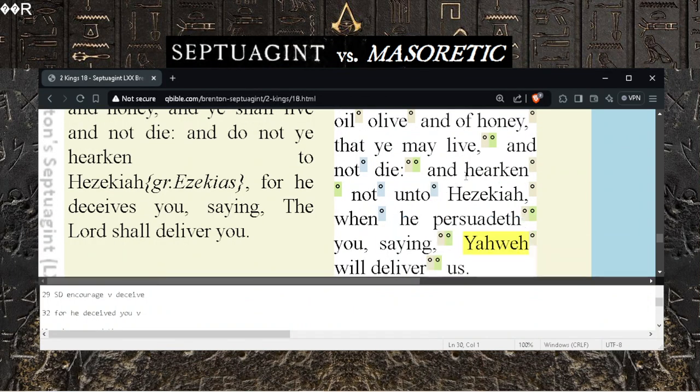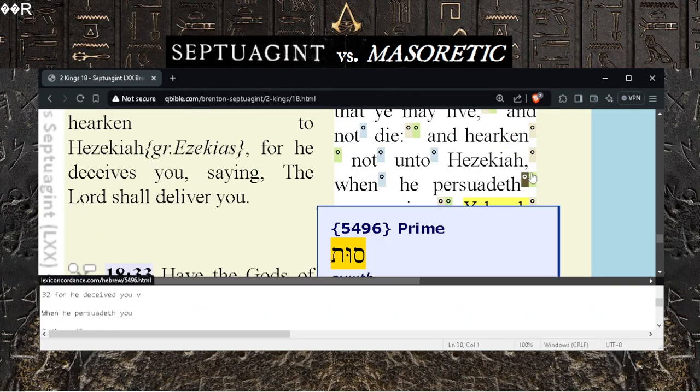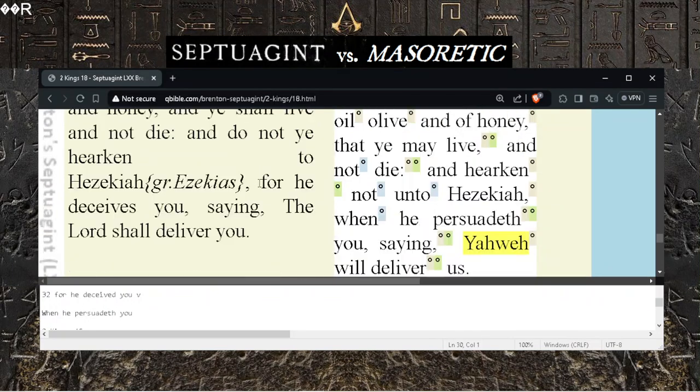Actually, it's different here. It actually says deceive in the Septuagint this time. When he persuades you, versus for he deceives you. So now he outright gets to the point and says, okay, he's actually lying to you.